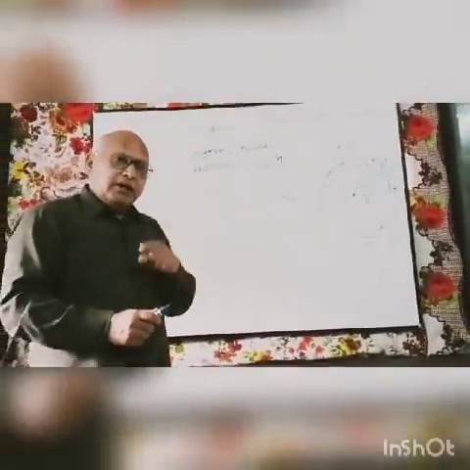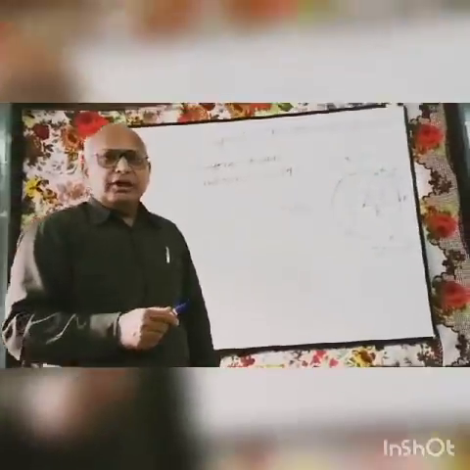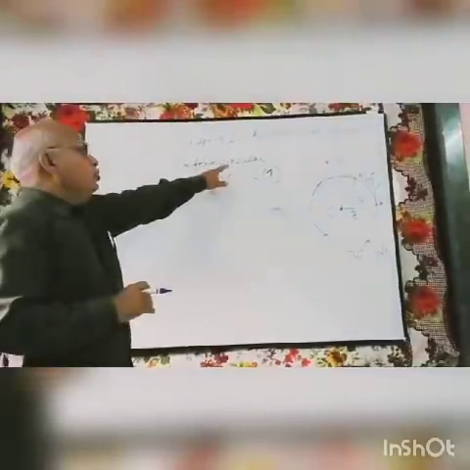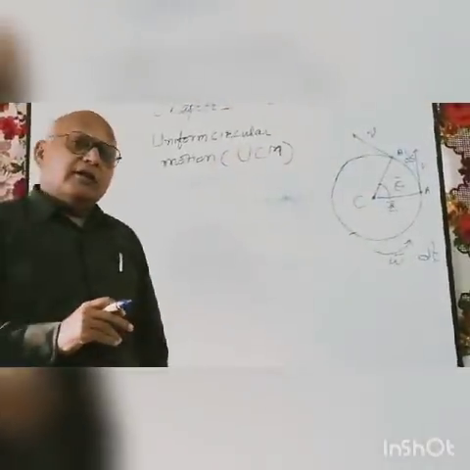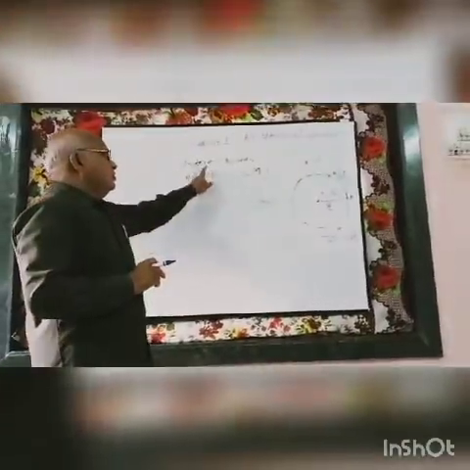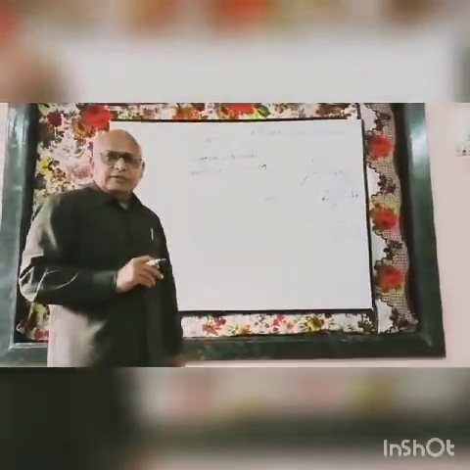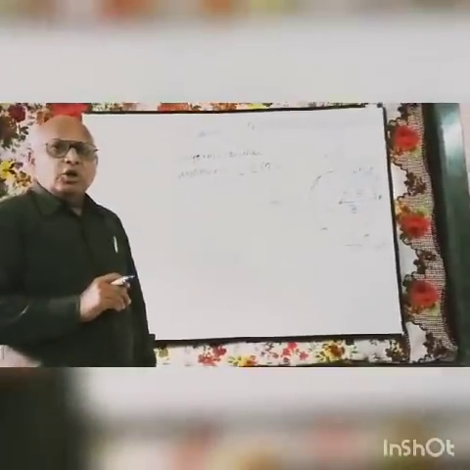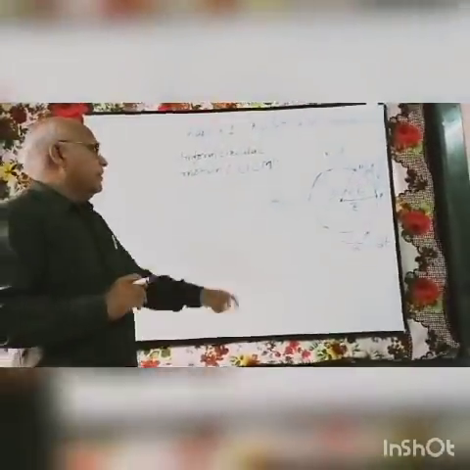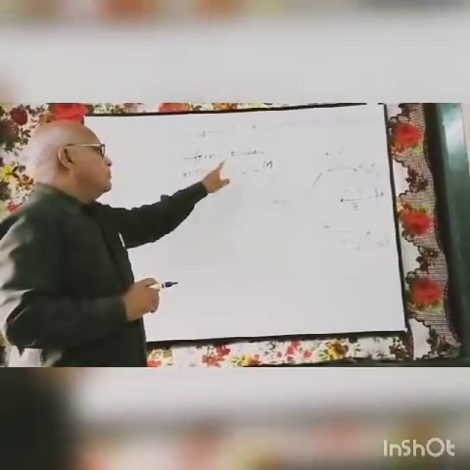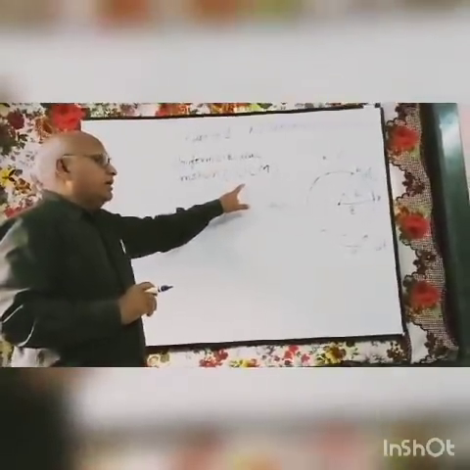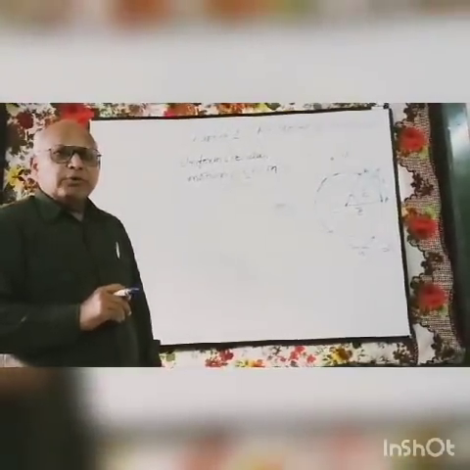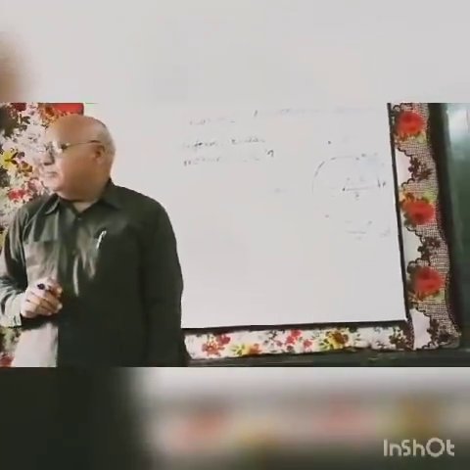But if the particle is performing circular motion with constant angular speed, then it is called uniform circular motion. Therefore, we can define uniform circular motion like this: the motion of a particle along the circumference of a circle with constant angular speed is called uniform circular motion. It is abbreviated as UCM. UCM stands for uniform circular motion.